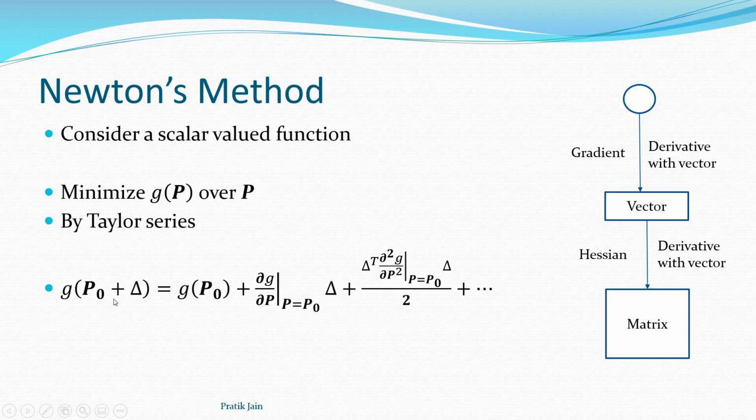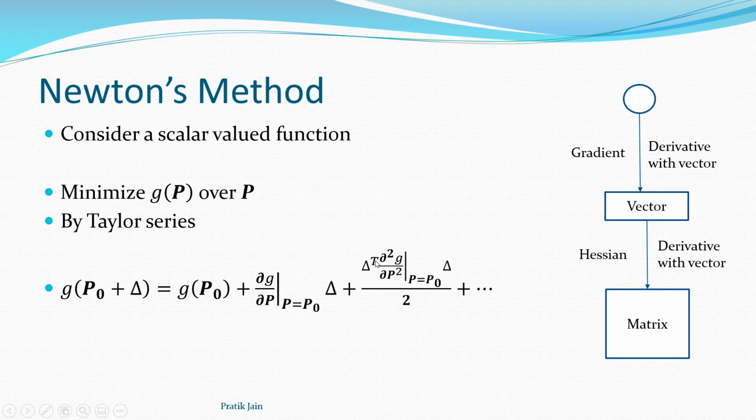Again applying Taylor series, you have some initial estimate p naught, and you want to tweak that estimate so that you go in the right direction. This is the simple Taylor series. So you have g of p naught plus del g by del p. Since p is a vector, there is this partial derivative notation, and you have del multiplied by del. Now we are also going to consider the second term, that is your square term.